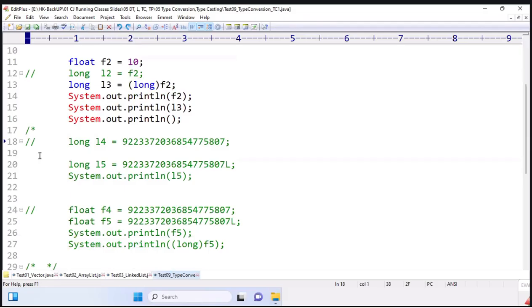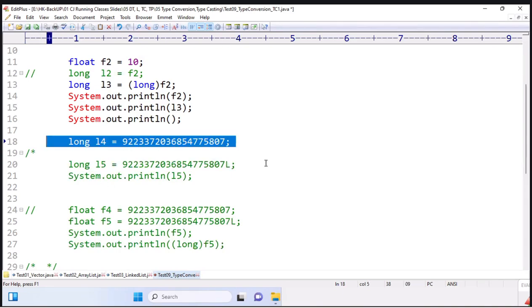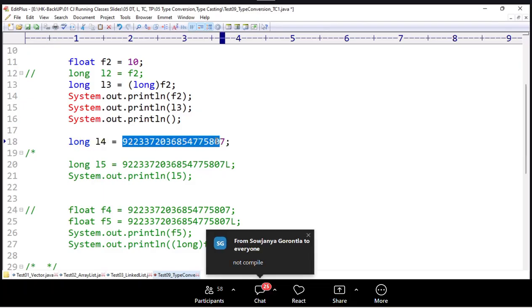Tell me, in a float variable, can I store the long data type's highest range? Yes. Look at that. This is the highest range of the long value, the maximum value. The max value I have copied from the table and assigned here. And tell me, is this line compiled or not compiled? Come on. Not compiled here. This is a large number.